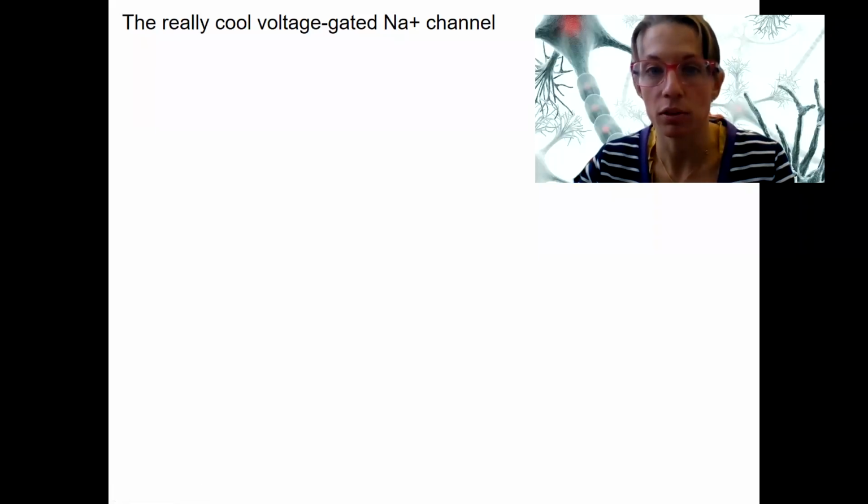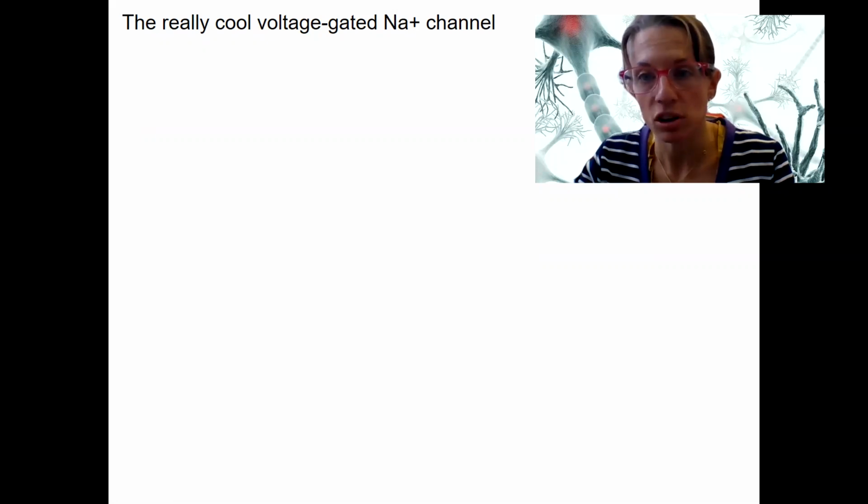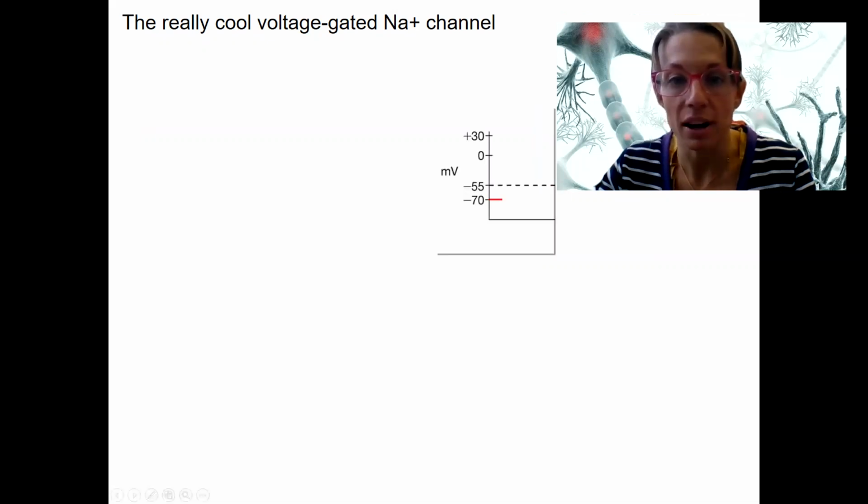Okay, so the voltage-gated sodium channel. This goes along with understanding the action potential. I just wanted to break up the content a little bit more. So the action of this protein is really important for the action potential. So I want to start with looking at it at rest.